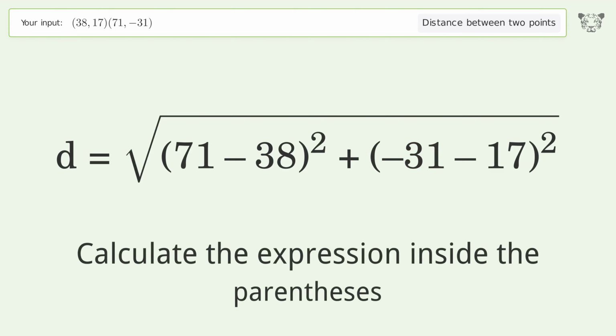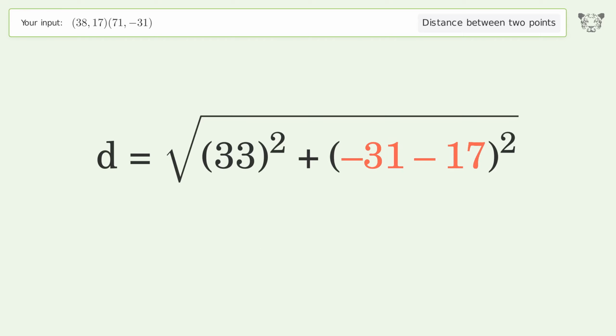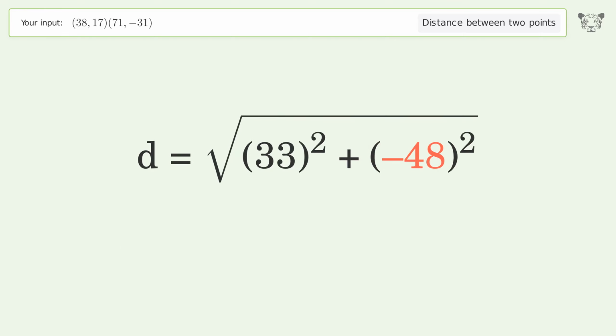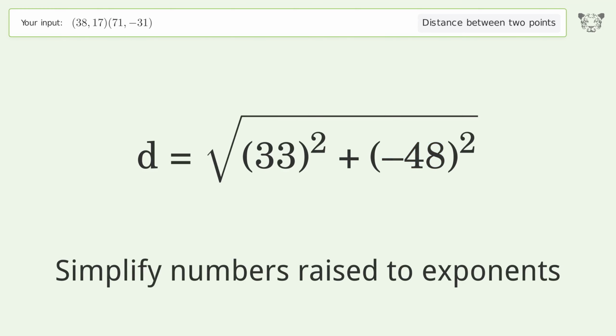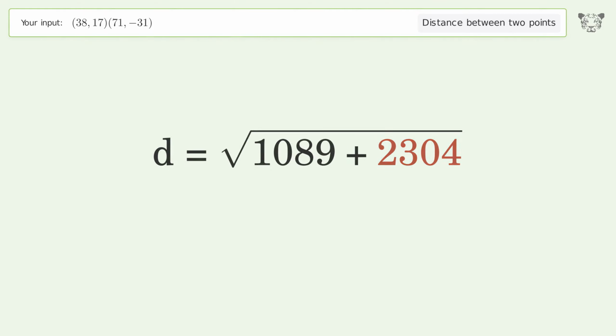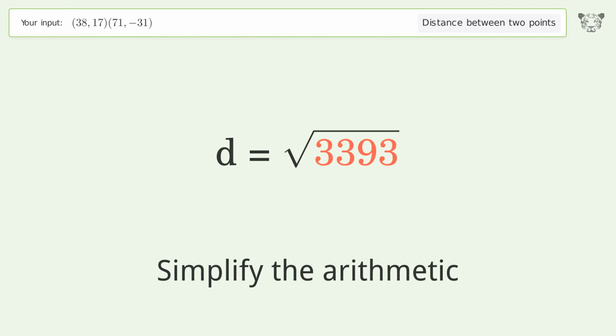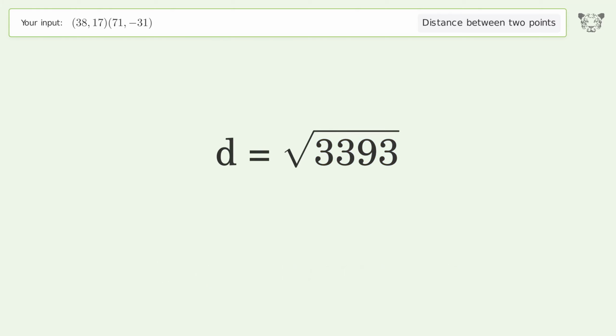Calculate the expression inside the parentheses. Simplify numbers raised to exponents. Simplify the arithmetic. And so the distance between the 2 points is the square root of 3,393, or 58.249.